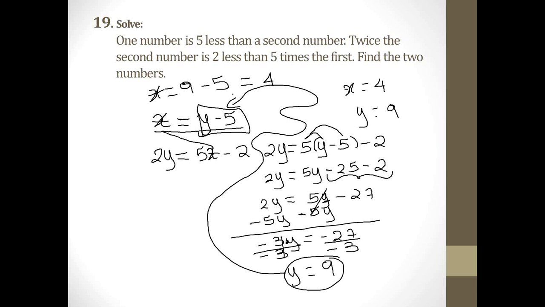Twice the second number is 2 less than 5 times the first. Really? No. I guess that's self-explanatory. We're just going to move on. No, I'm just kidding. I'm going to explain it to you. Okay, if you plug in y here, for example, so that's the second part. So I have 2, my y is 9, right? Equals 5, x is 4. This should be a true statement. If it's not, that means this is not right.